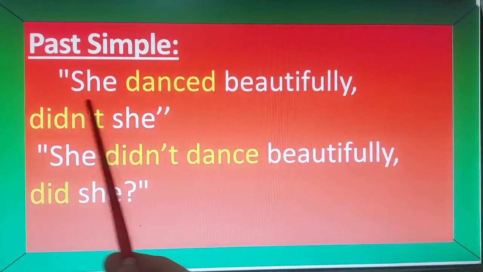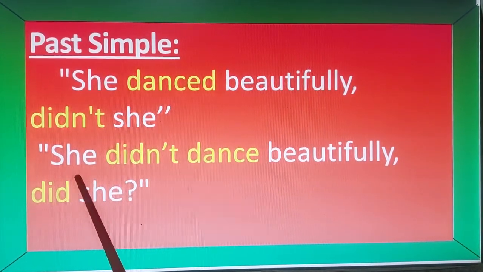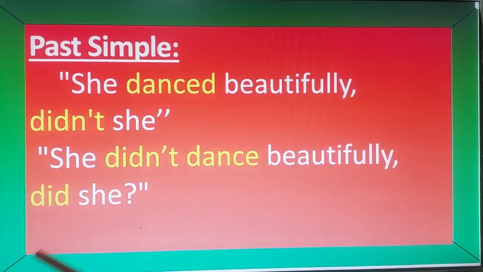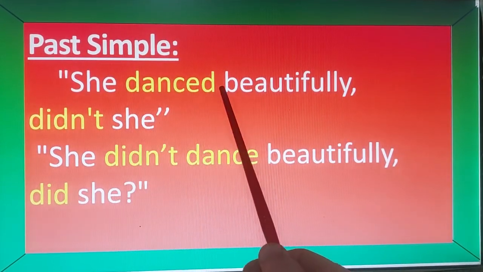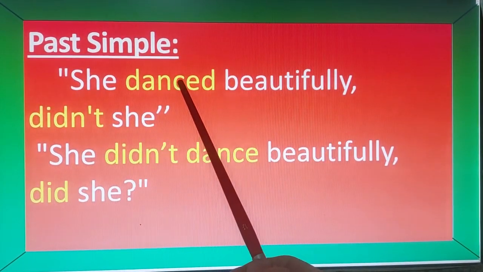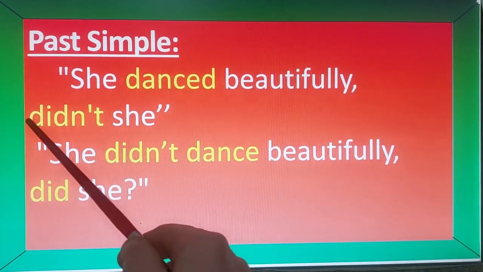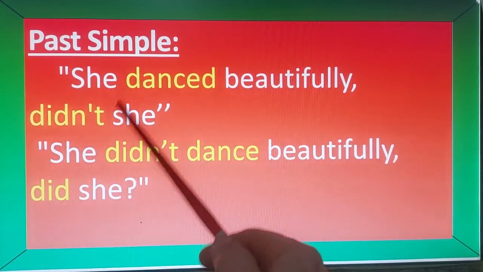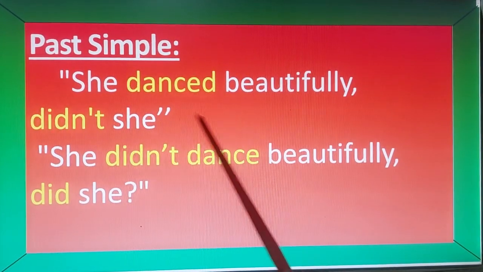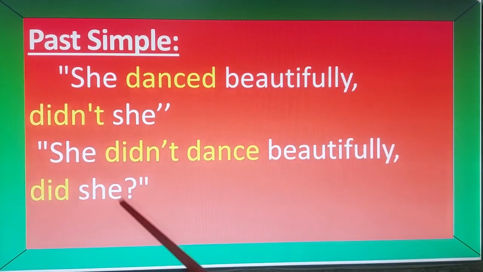Past simple. She danced beautifully, didn't she? She didn't dance beautifully, did she? Danced here. In the negative, we say didn't dance. But here, we put the positive verb here and then didn't. It's not didn't she dance. We don't say she danced, didn't she dance? No. Didn't she? She didn't dance. Did she?